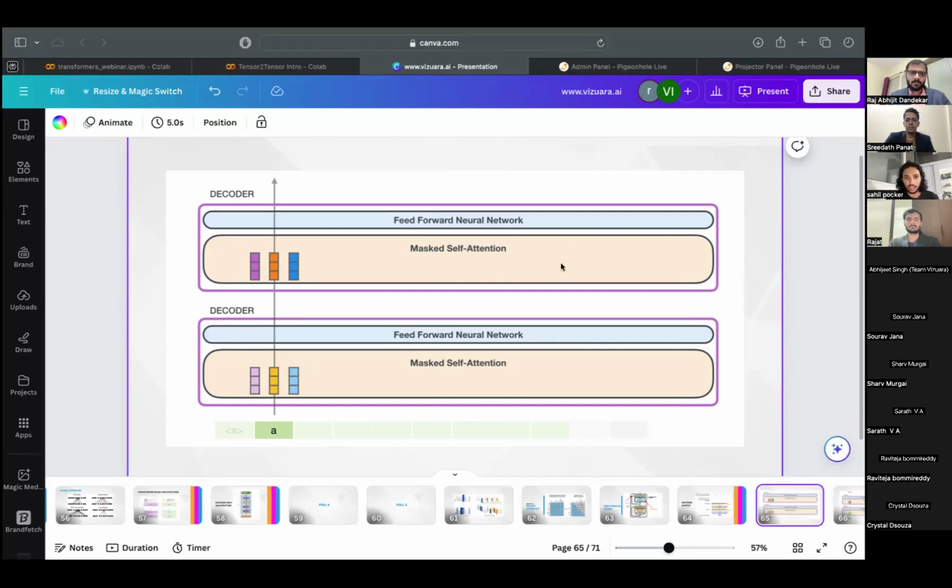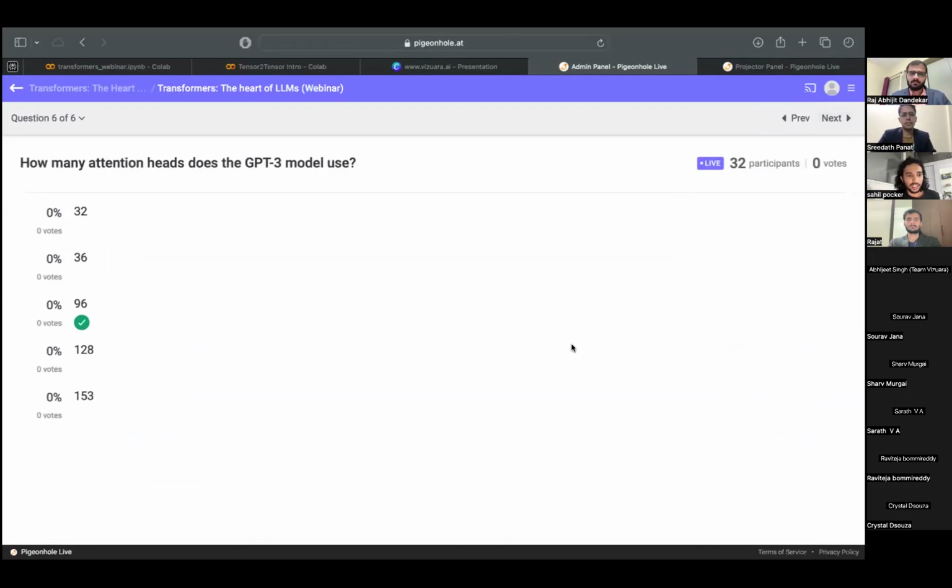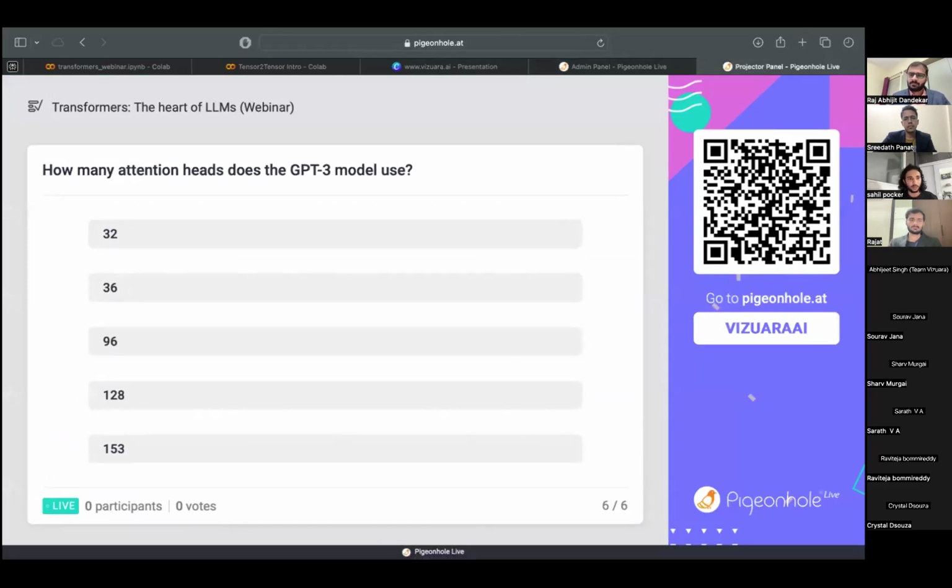GPT-3, for example, we have, let me go here. If you can vote on the final question, we can see. Can you see the question? Yeah. All right. I'll just let you vote and guess how many. Just wanted to finish off this question also. I can see the final leaderboard. I'll continue.